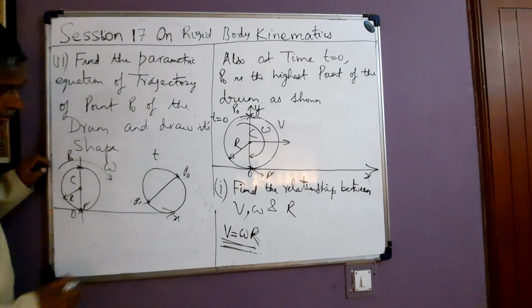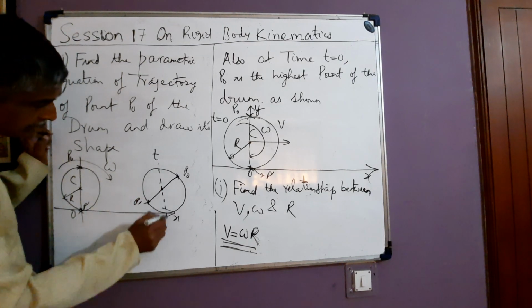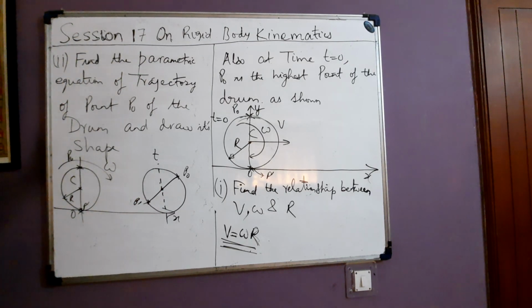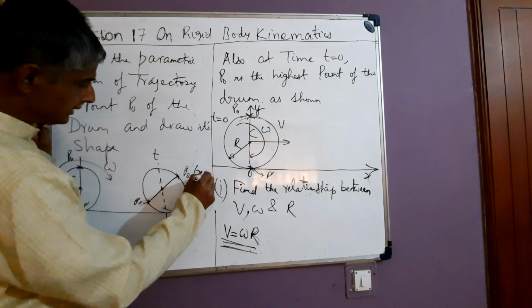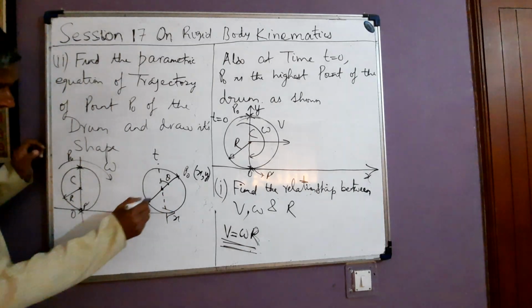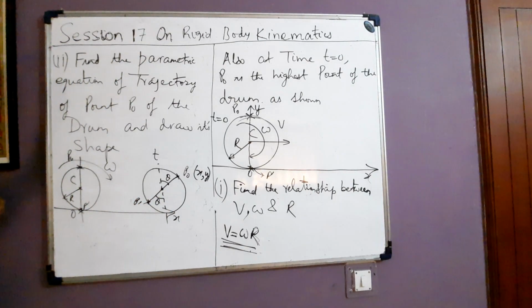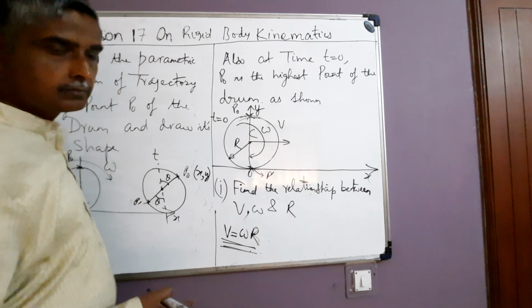This is the line joining P naught and P dash. This is the center. This is the initial vertical line. Now see, suppose the coordinates of point P naught are x, y. Let this angle be theta. This also becomes theta. So we have to find the parametric equation of trajectory of point P naught.